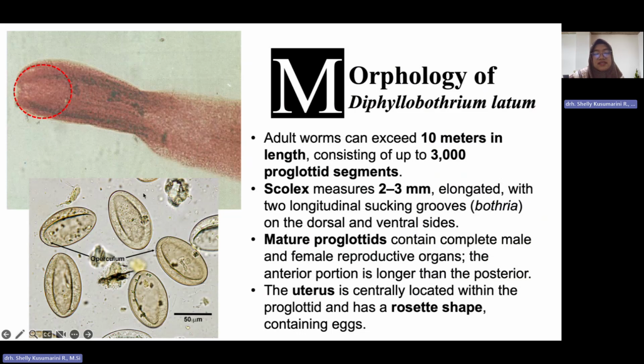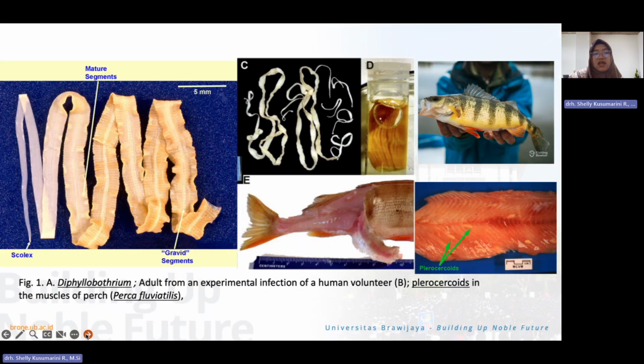And you can see this is the picture of the egg stage. The egg consists of the operculum in the anterior part. And then they have a thin outer layer also. And then the uterus is centrally located within the proglottid and has a rosette shape containing eggs.